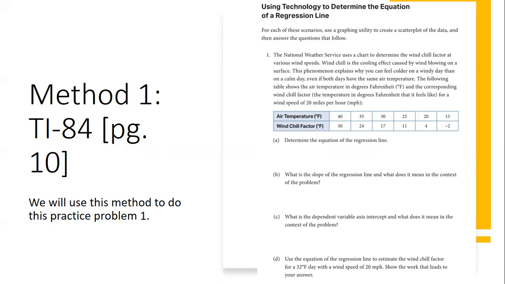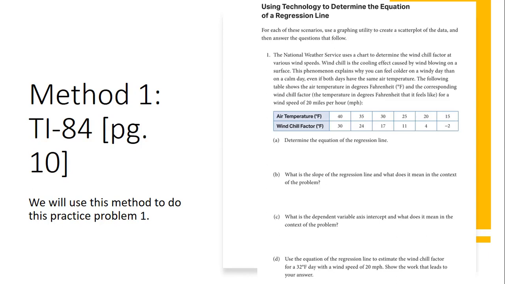This is going to be page 10 in your notebook. When you put it in your notebook, it is meant to fold in half so you can have access to it: here are my steps, here's my example. Does it make sense? All right. We're going to start off with the National Weather Service, which uses a chart to determine the wind chill factor at various wind speeds. Wind chill is the cooling effect caused by wind blowing on a surface.